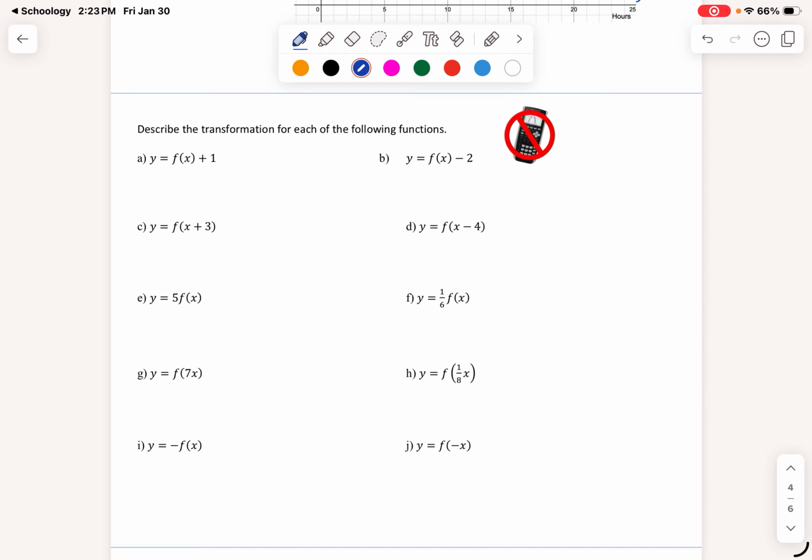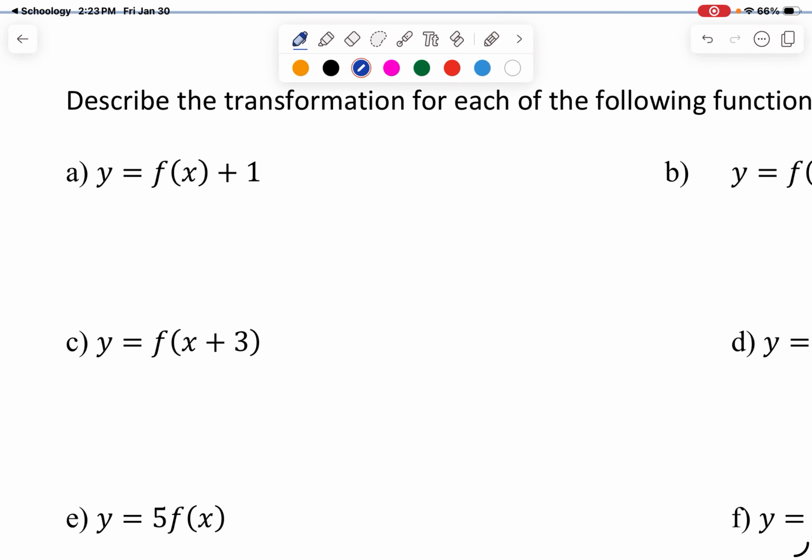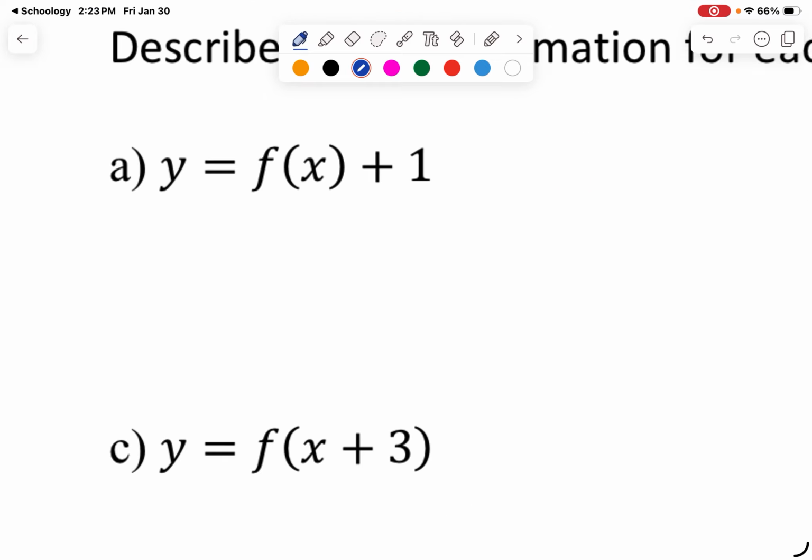Okay, so next we're going to move on to graphing, and in order to do that, we have to remember what happens to a graph for each transformation. Okay, so we have to know what this means. If I had the function and I had a +1 on the end of it, what it means. So what I want you to do is I'll do A with you just to make sure we remember. And then I want you to pause the video and try the rest on your own, and we'll see how you did.